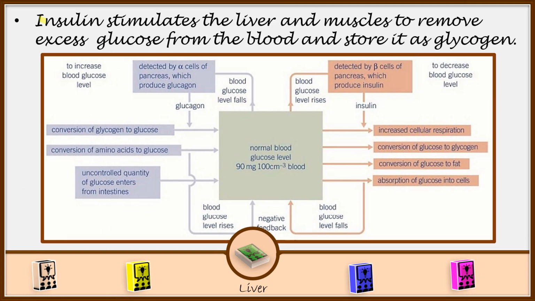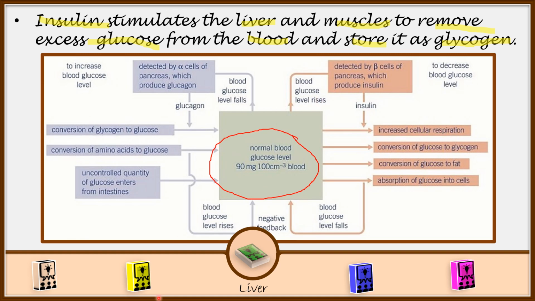Insulin stimulates the liver and muscles to remove the excess glucose from the blood and store it as glycogen. So we have the normal blood glucose level, which is around 90 milligrams per 100 cubic centimeters of blood. That is the normal. Now, what happens is that when the glucose level rises, it goes up.